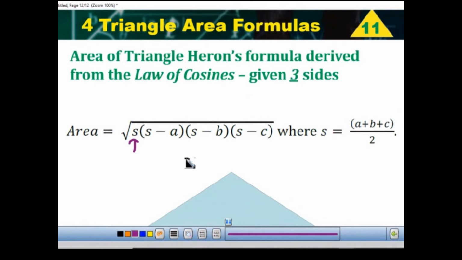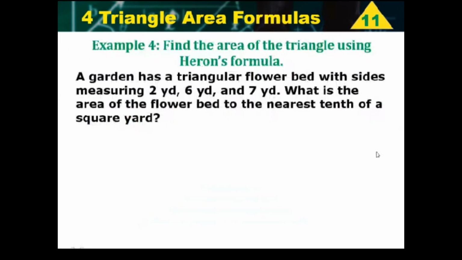And then S minus the first length, S minus the second, S minus the third, and you are under the square root. So let's take an example of this. A garden has a triangular flower bed with sides measuring 2 yards, 6 yards, and 7 yards. What is the area of the flower bed to the nearest tenth of a square yard?